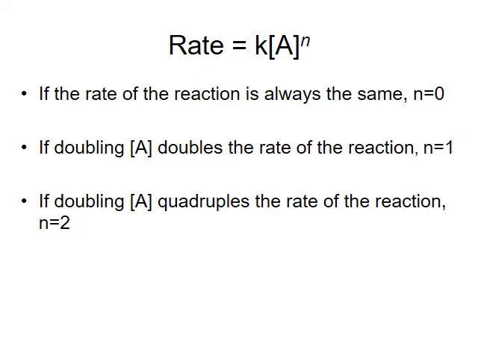If doubling the reactant concentration doubles the rate, though, the order has to be 1. In this case, the rate is directly proportional to the concentration of the reactant. And if doubling the reactant concentration quadruples the rate of the reaction, then the order of the reaction is 2. The rate is proportional to the square of the concentration.